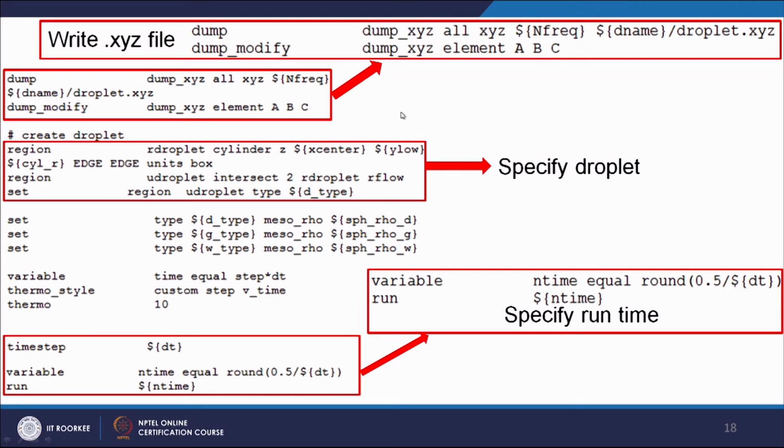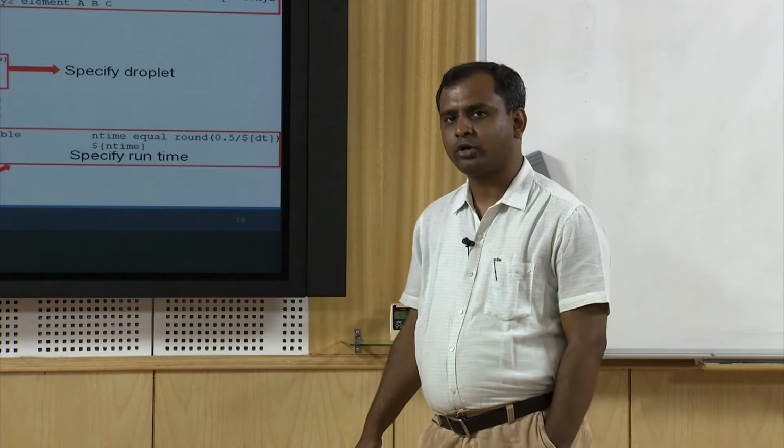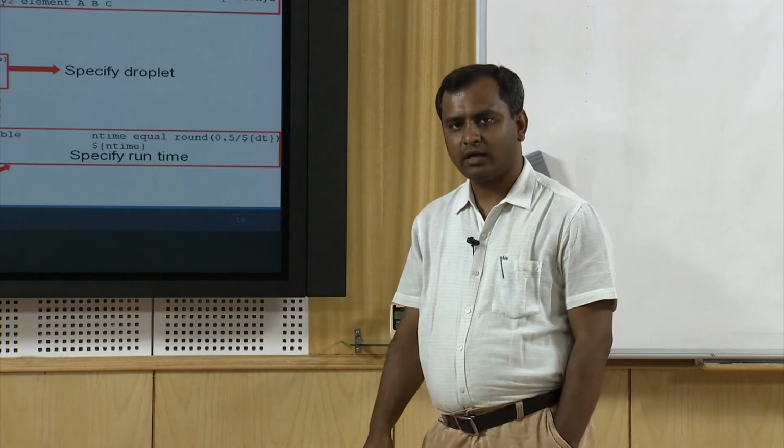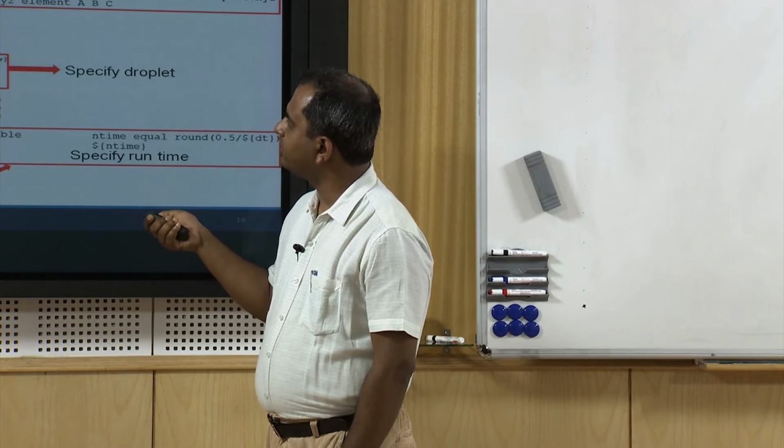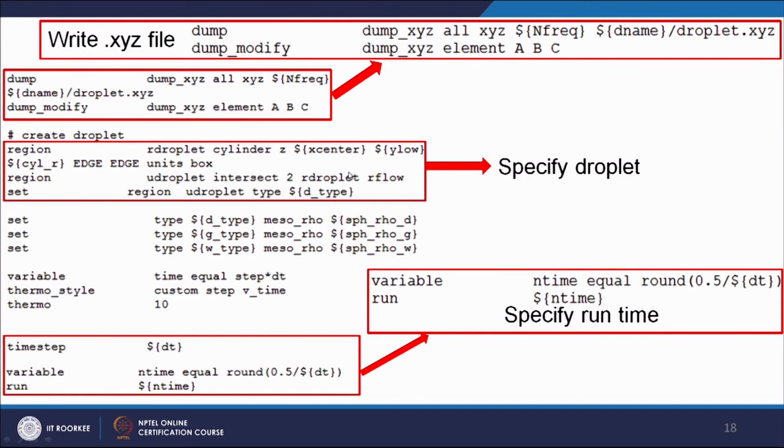Okay. Then here we have specified the droplet, because you see we have just created the center, we have not shown which type of particle the droplet has. So here you see we have first shown what the droplet is, starting with a cylinder, okay, at X center and Y low. Okay. Cylinder radius we have given as R droplet, and then we have given that inside the cylinder, whatever particles we have are of droplet type, okay, that means type 2.